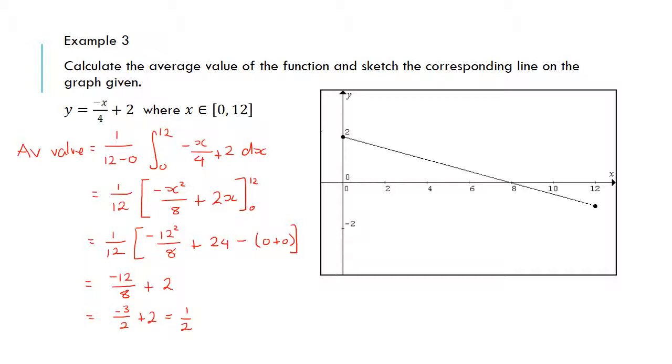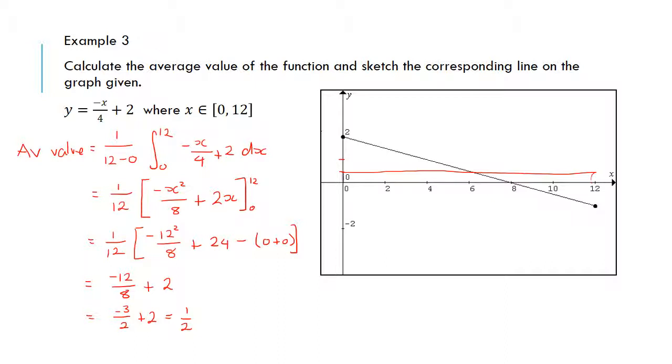a half. So now if I'm wanting to visualize where this is, I can find 1 will be about here, so half will be down here. We draw a line to represent that average value. Okay, so here's a line here.